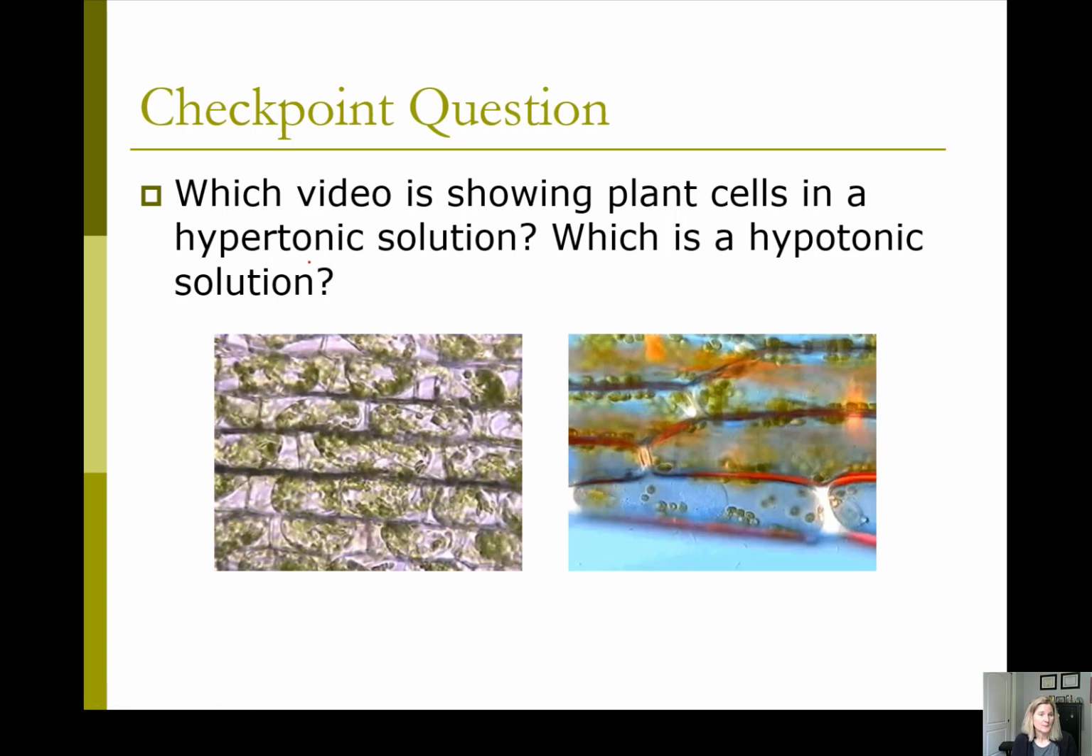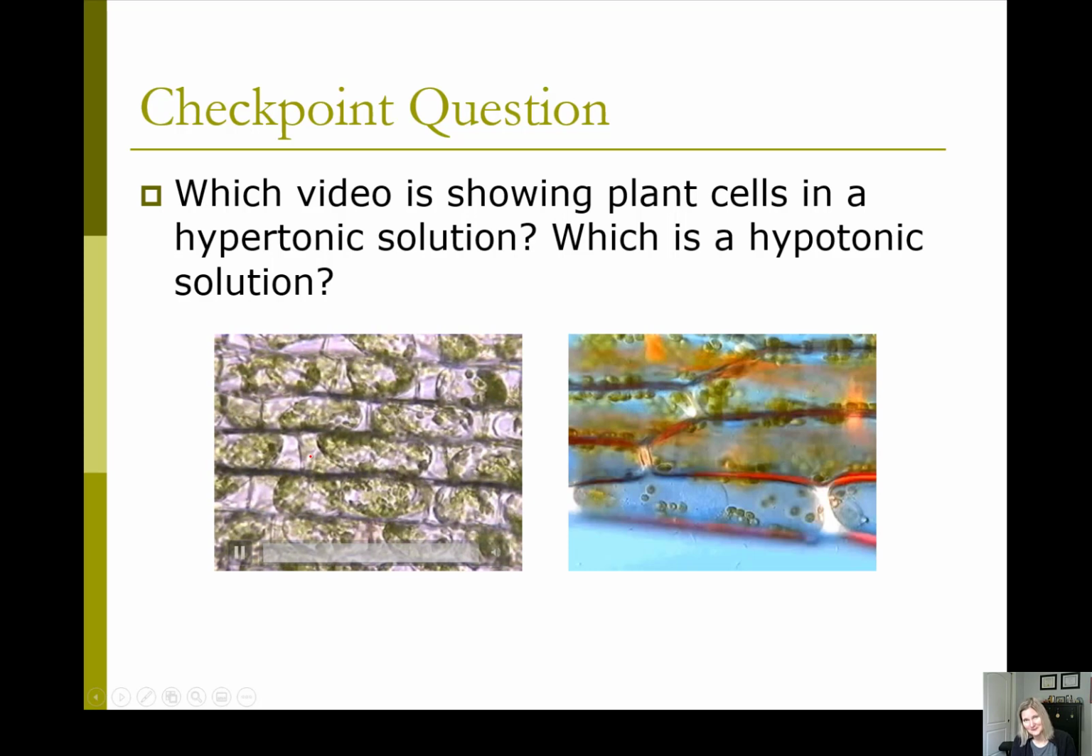So one easy way to remember that is just remember that when you can see the cell membrane really well, it's in a hypertonic solution. Otherwise, it's usually just right up against the cell wall and you can't distinguish the two. Okay, so if you can see a cell membrane, it's in a hypertonic solution.